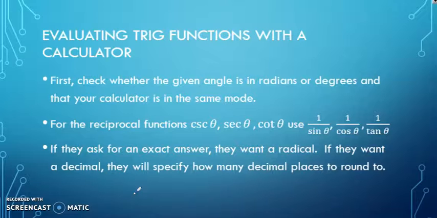And then the last thing I want to point out is if they ask you for an exact answer, that means they do not want a decimal. That means they want the radical form. If they do ask for a decimal, then they should usually specify how many decimal places to round to. If not, a good standard is usually 3 decimal places, in my opinion.